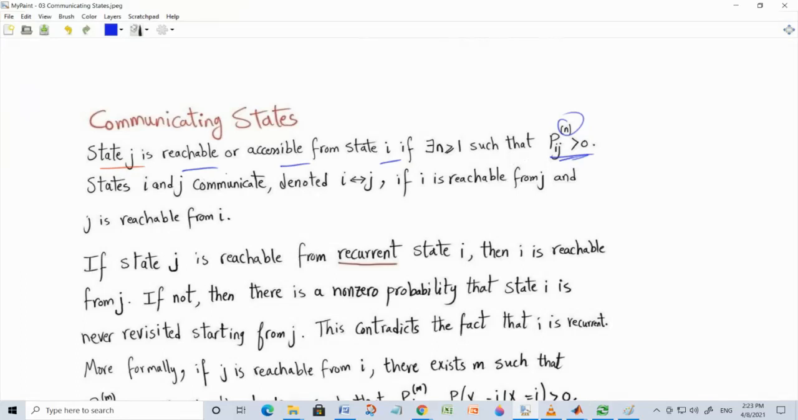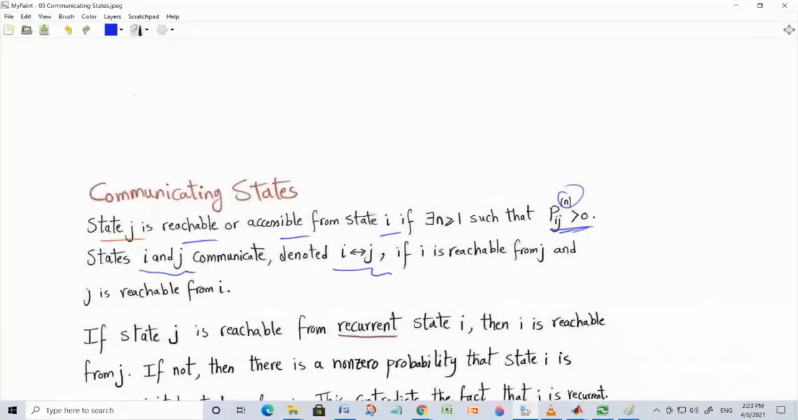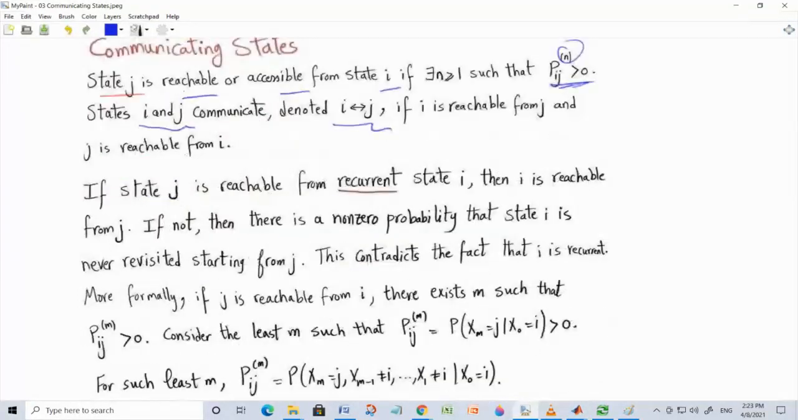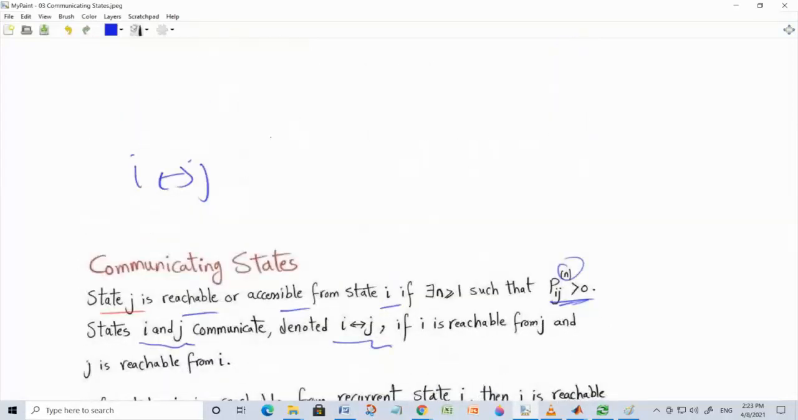Now, if i is accessible from j and j is accessible from i, then we say that states i and j communicate. So you can go from i to j or j to i. Okay, so i goes to j, it means that there exists m.